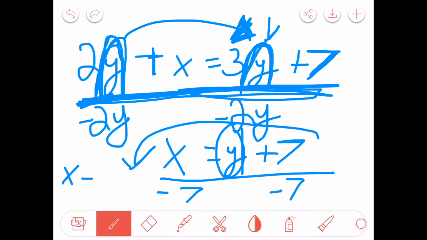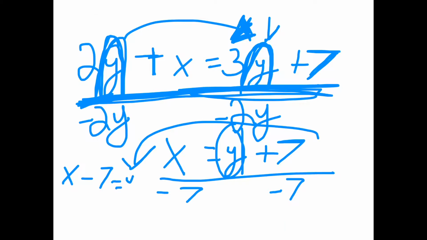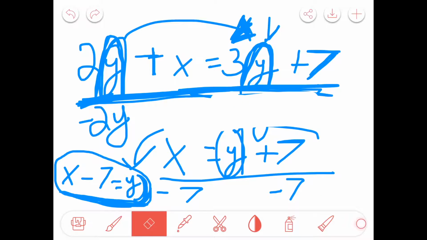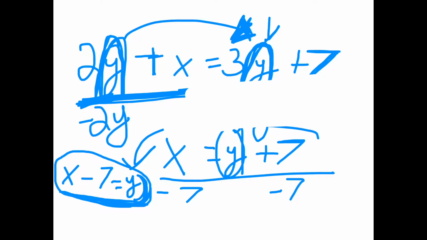So that's what it would be: x minus 7 equals y, or as it's more common, the other way around. But that's your answer right there. 1x minus 7 is your linear equation. There you go.